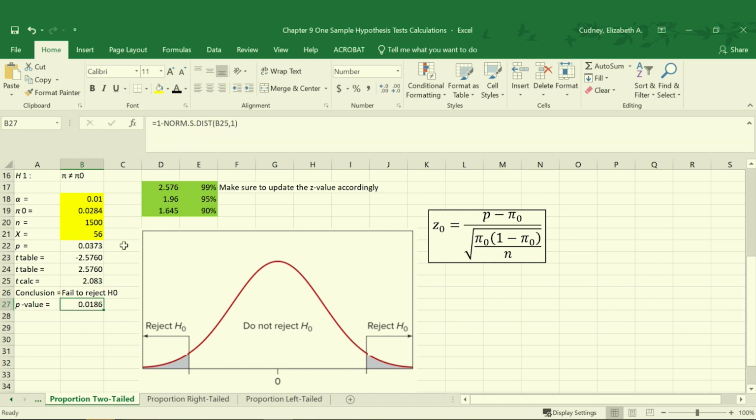Then we can calculate our p-value. Our p-value will be the NORM.S.DIST function given our value from our t calculation, and we'll use a 1 for cumulative, and it's 1 minus that value. So our p-value will be 0.0186, which is not quite lower than our alpha value of 0.01. However, we still can say that with over 98% confidence, we have in our result and our conclusion.